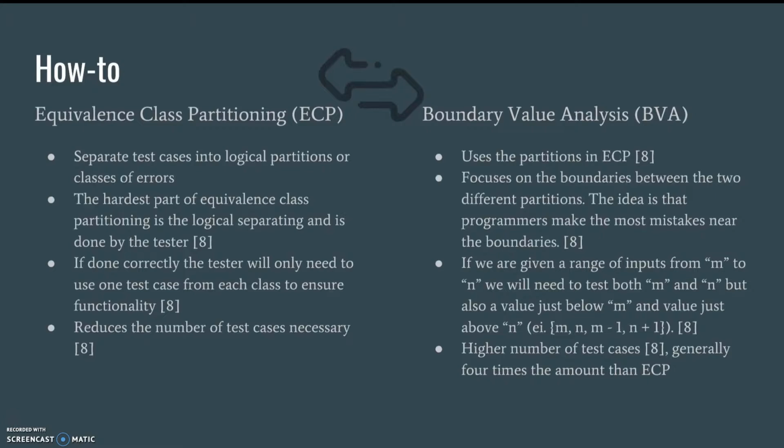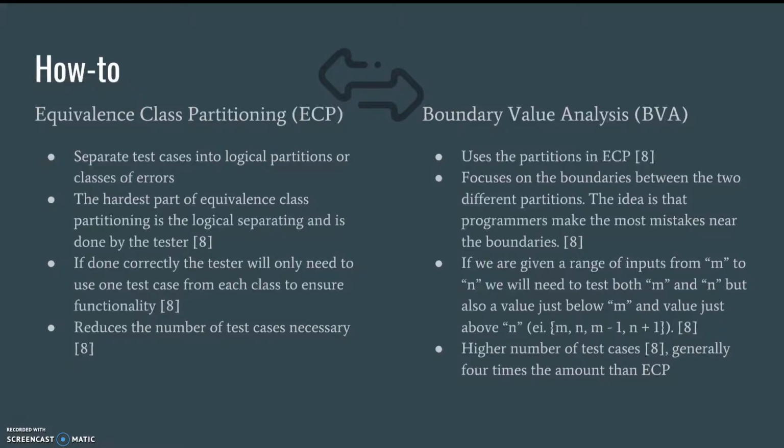There are many different types or methods of black box testing. Here are just two of those methods: equivalence class partitioning and boundary value analysis. In equivalence class partitioning, we separate test cases into logical partitions or classes of errors. The hardest part of equivalence class partitioning is the separating of the test cases. And if it is done correctly, the tester will only need to use one test case from each of those classes or partitions. This helps to reduce the number of test cases needed to run.